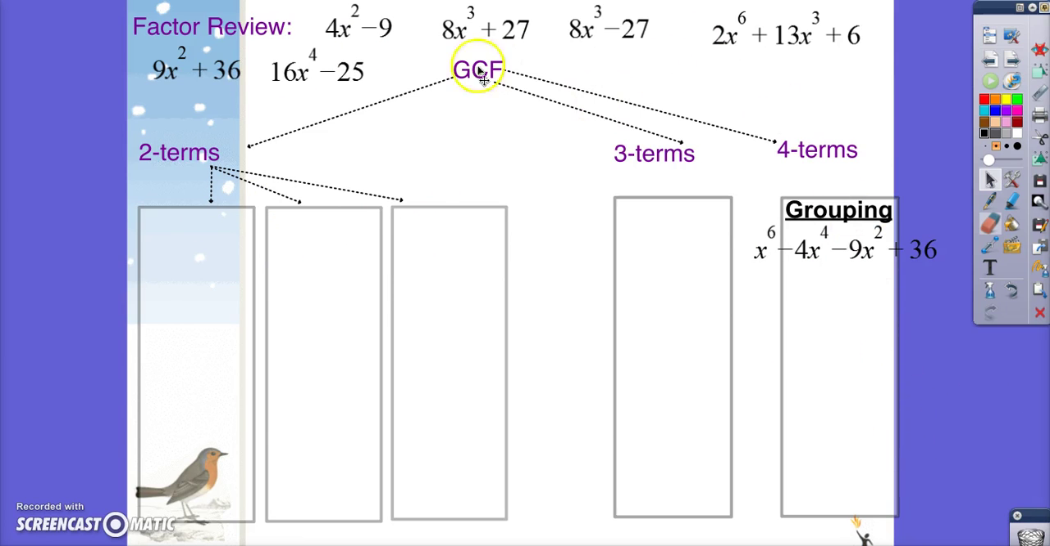Now always ask yourself, is there a GCF to start off with? I didn't actually ask you it with this one. You always want to see, is there something they all have in common? Obviously here they don't. So we're going to do with 4 terms, which is grouping. Grouping means I factor something in common out of the first 2. I get what? x to the 4th. I'm left with x squared minus 4.